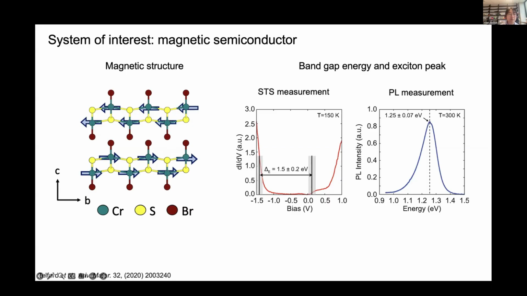So if we look at the magnetic structure of chromium sulfur bromide, each layer, so if we have a monolayer, is ferromagnetically coupled. But if we have bilayers or an even number of layers, we'll have an antiferromagnetically coupled system. And if we look at their electronic properties, here we're looking at a band gap of about 1.5 eV. And then from photoluminescence measurement, we can quantify their exciton energy. And you can see that the binding energy of the exciton is pretty large.